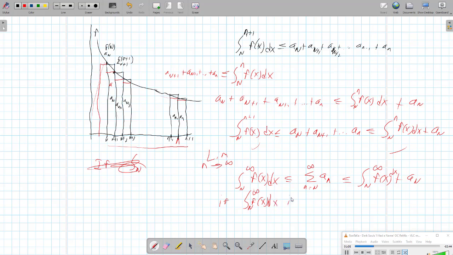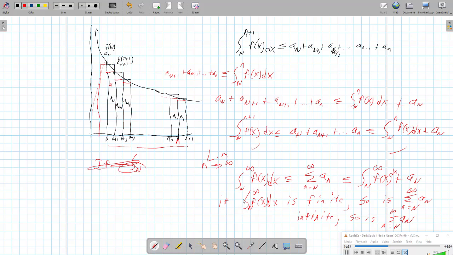Well, that means then, if the integral from N to infinity of f of x dx is finite, so is the series, because it bounds it from above. And if it's infinite, so is the series, because it's also bounded from below. Because of that pretty simple argument, that means if the integral converges, so does the series. If the integral diverges, so does the series. So it's a nice little test.